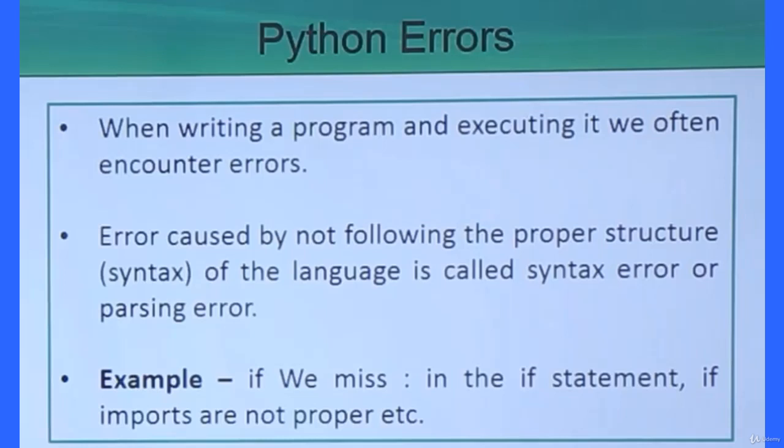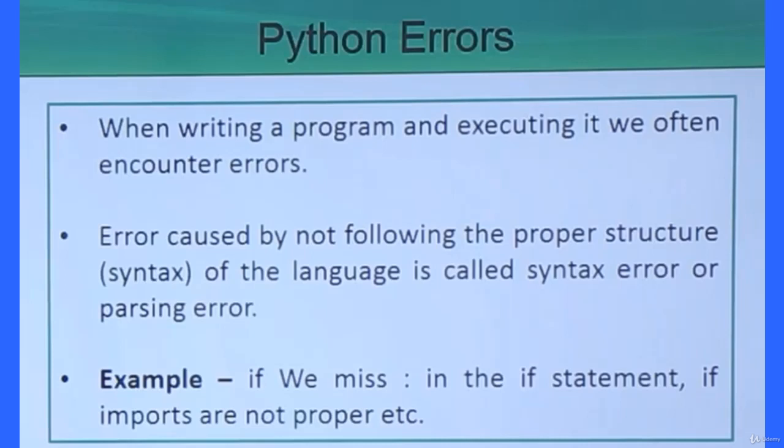Python errors and exceptions. When writing a program and executing it, we often encounter errors. An error caused by not following the proper structure or the syntax of the language is called a syntax error or a parsing error. So, whenever we are writing code and it is not properly written in the respective syntax as provided by Python, then obviously we get a syntax error.